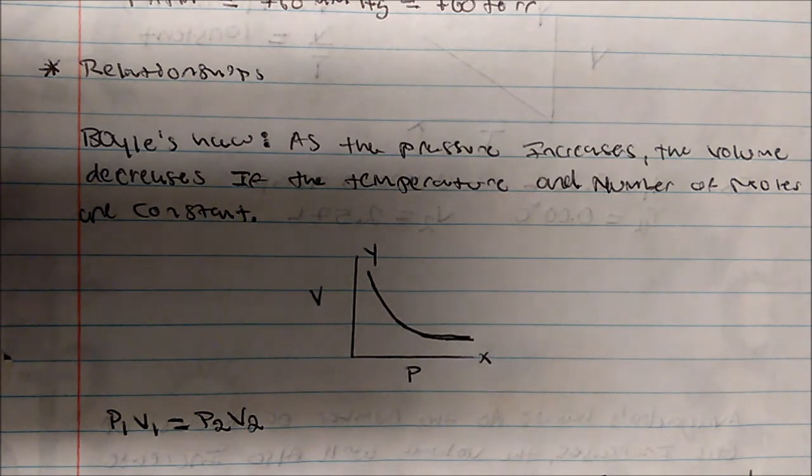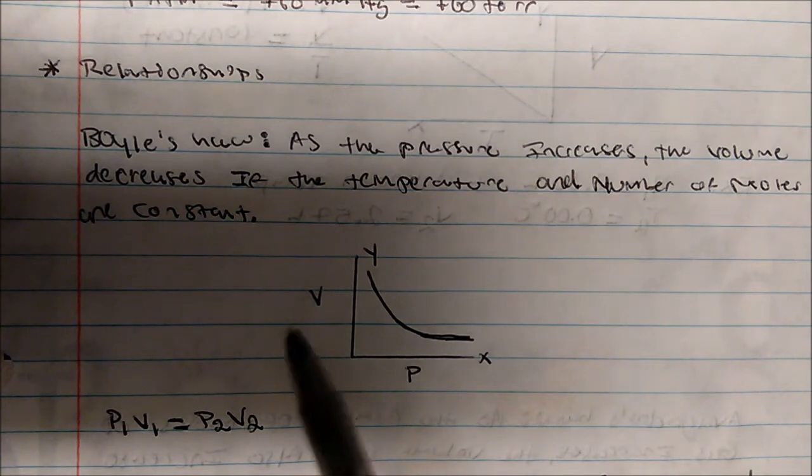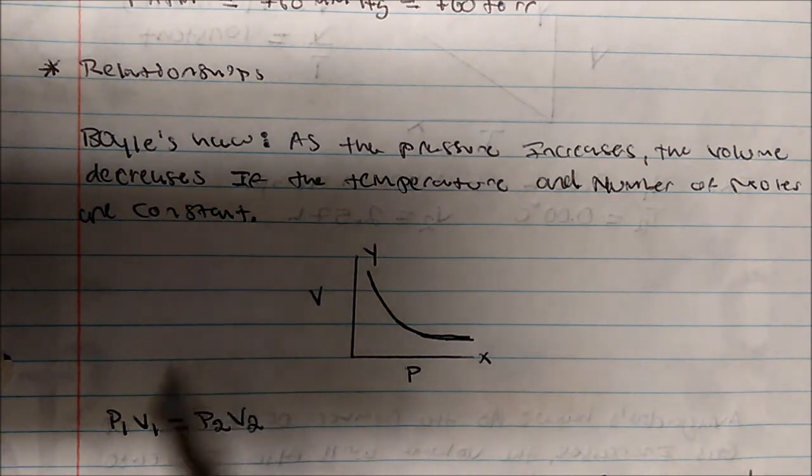Now in the next video, I'm going to talk about how we do not actually have to memorize the formulas. But for now, we should know that the formula for Boyle's law is given by P1 times V1 is equal to P2 times V2. With that being said, let's look at a problem.